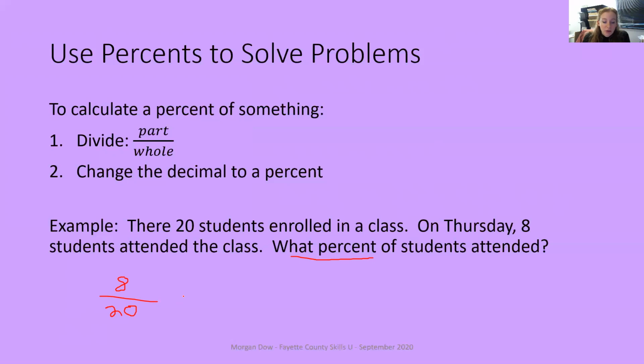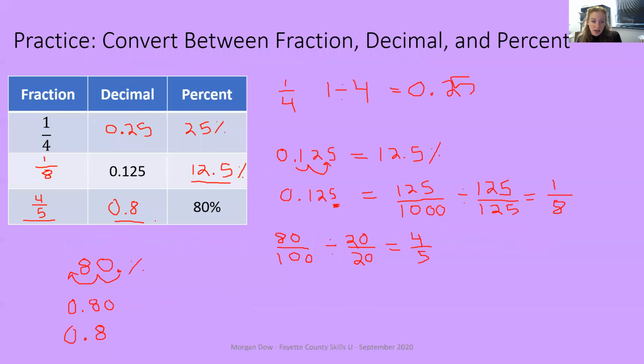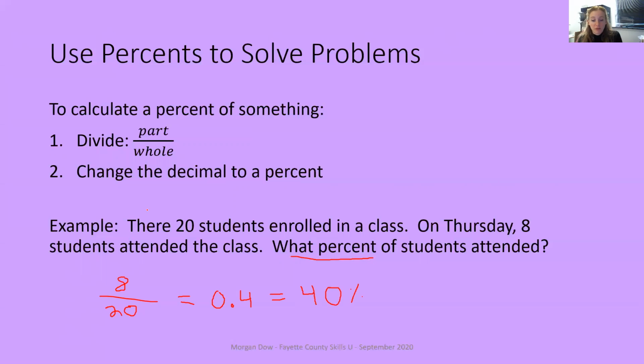Now let's divide. So 8 divided by 20 will give you 0.4. That's a decimal answer, right? What we just did was we set up a fraction and we divided to change it into a decimal. So now let's take that decimal and change it to a percent. 0.4 will become 40%. Right, very much like 0.8 was 80%, so 0.4 is 40%.